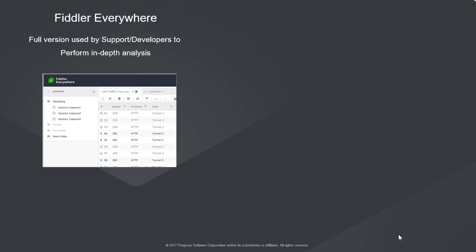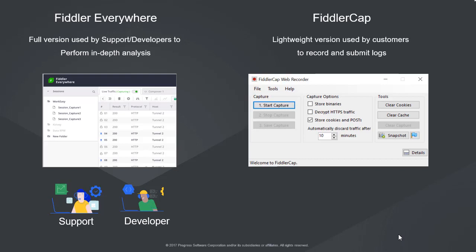So Fiddler has two main tools in its suite. One is Fiddler Everywhere or Fiddler Classic, which is the previous version of Fiddler Everywhere. Both of these tools are the full-blown versions of the actual web proxy tools used by developer and support teams. And the next is FiddlerCap, which is a lightweight version used by customers to record the HTTPS logs. So let's first look at FiddlerCap.